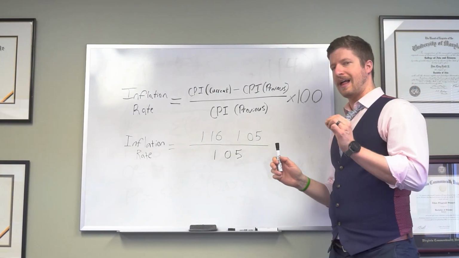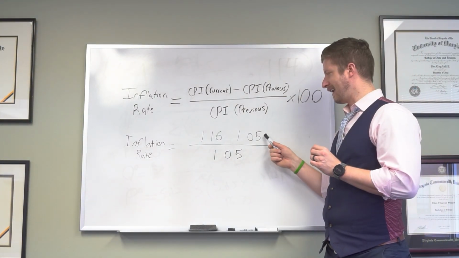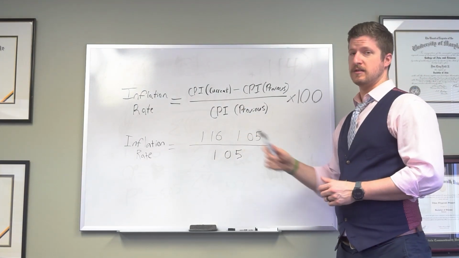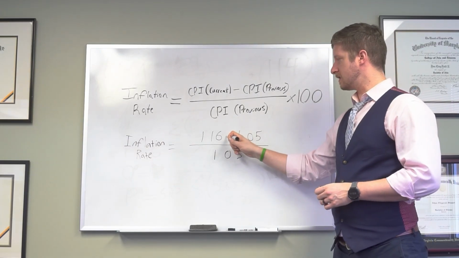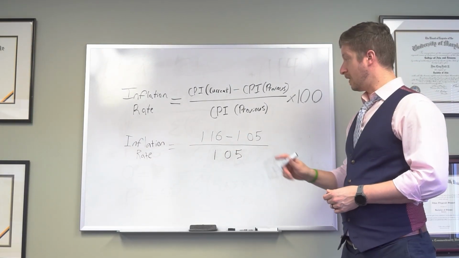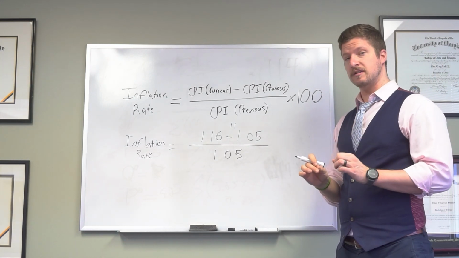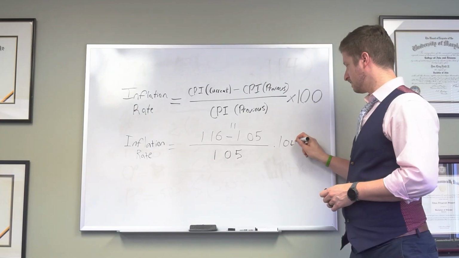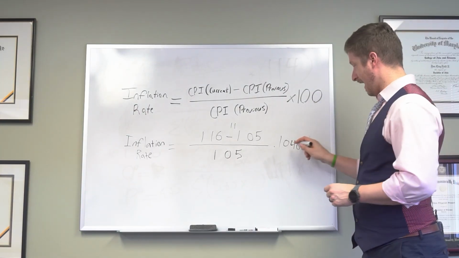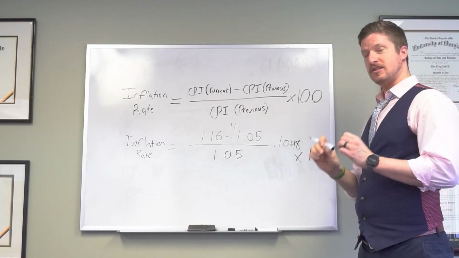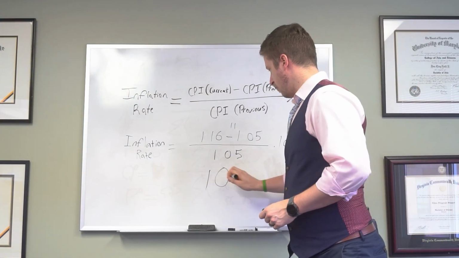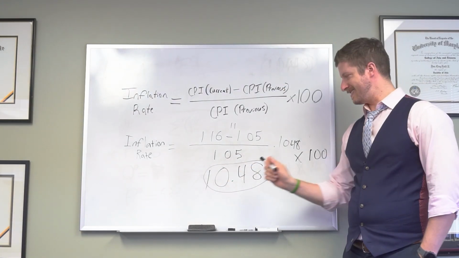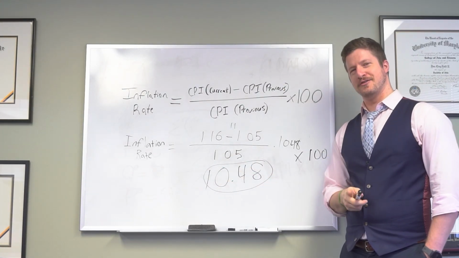So if we take the CPI for last year, which is 105, we would plug that here and here. And this year's CPI, we got 116, so we'd plug it there. So we subtract the 105 from the 116, and we get 11. And we take that 11 and divide it by 105, and we get 0.1048. And then we multiply that number by 100, and the answer we get is 10.48. Meaning the rate of inflation is 10.48% that year.